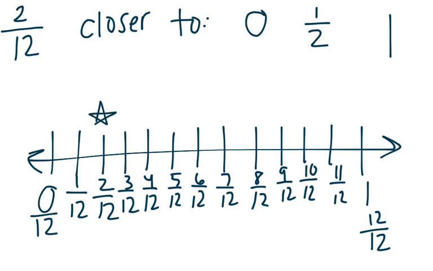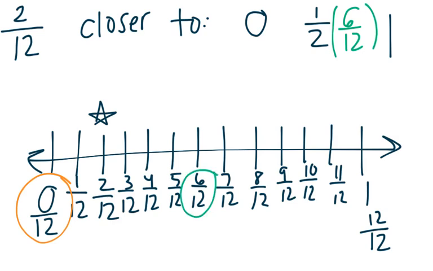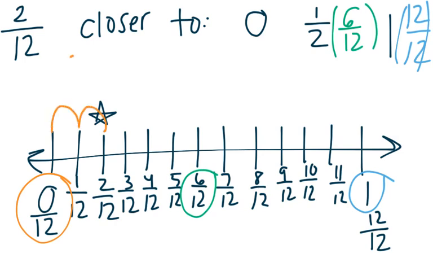So we are using 2/12 to compare here. So again, we're going to use orange for 0/12, green for 1/2, which we know that 1/2 is equal to 6/12 here, and 1 whole, which is equal to 12/12. So let's start with 0. We're going to hop on our number line from 2/12 to 0/12. We did 2 hops, which represents 2/12 away.